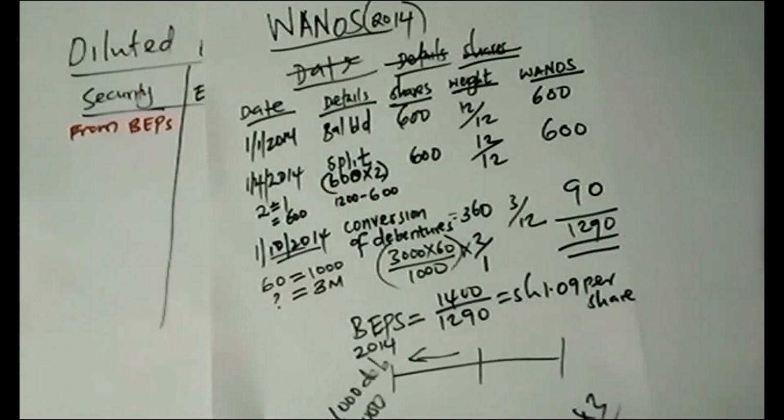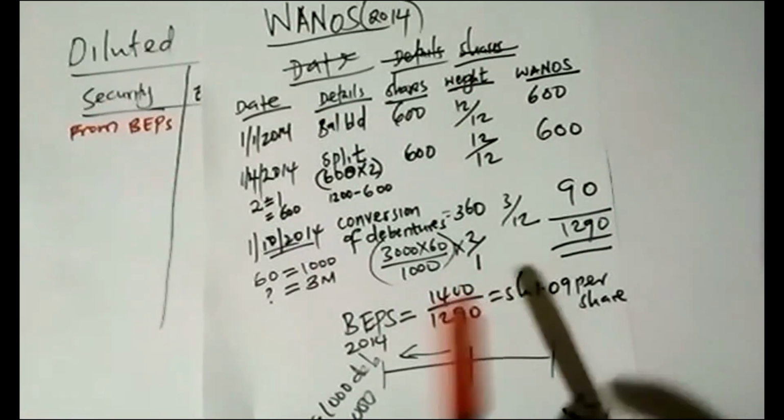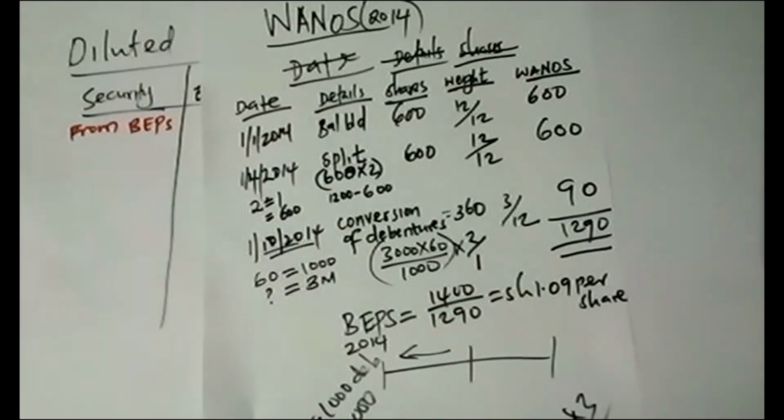Where is that? Sorry? No, I am trying to remember. That is what I have just displayed. Okay. So you can see the earnings was 1,400. The one was 1,290. This one? Yes, okay.